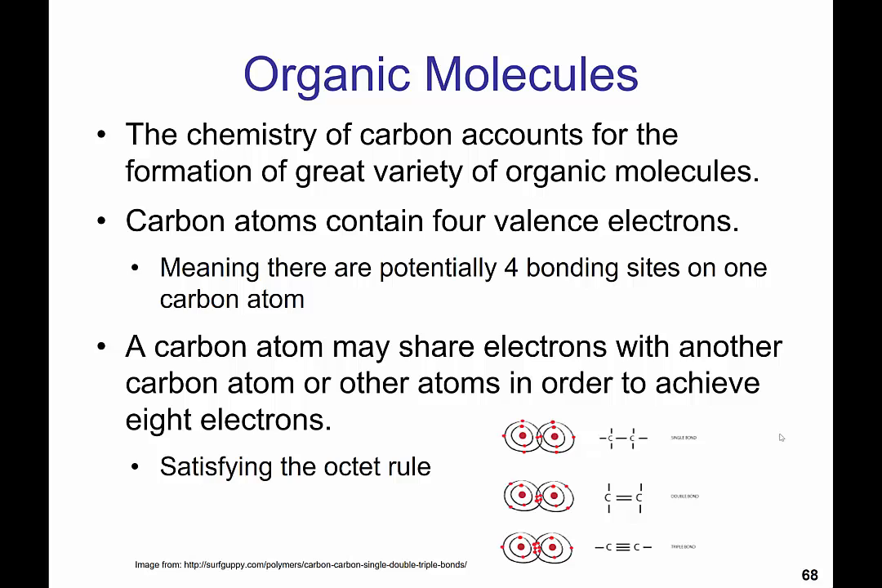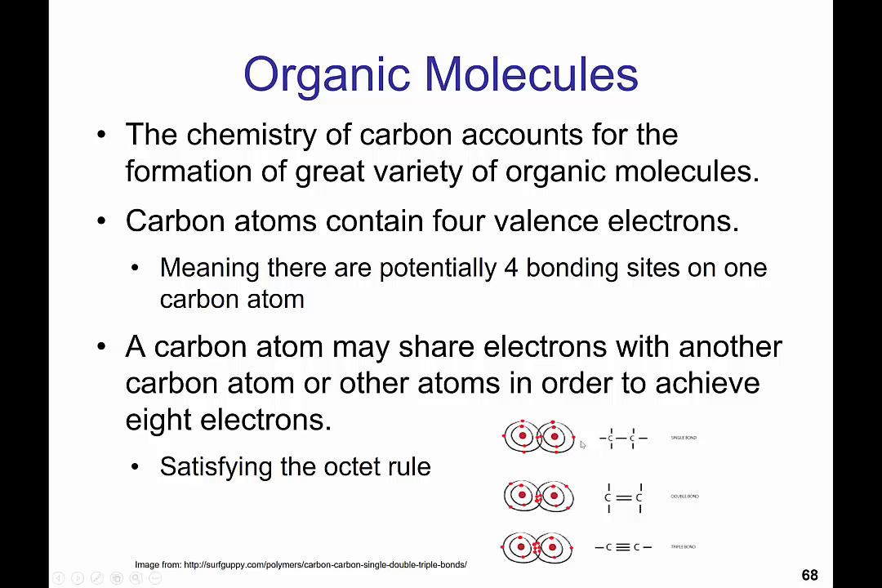It's a really versatile building block. Carbon atoms contain 4 valence electrons. That's electrons in their outermost shell. So there's potentially 4 bonding sites on one carbon atom. A carbon atom may share electrons with another carbon atom or other atoms in order to achieve 8 electrons. This satisfies the octet rule.